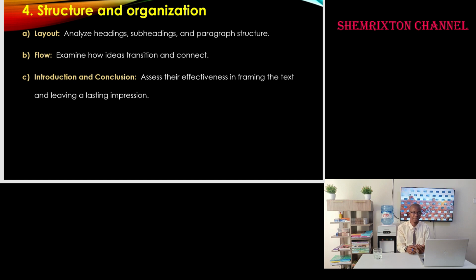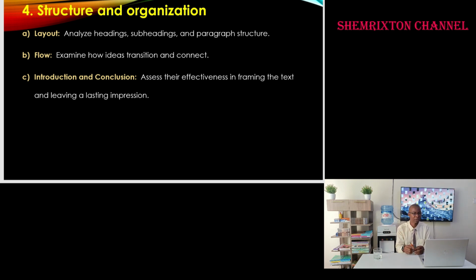So identify the layout, analyze the headings, because some text will have the headings and some will even have the subheadings. The paragraph structure, we could be having short paragraphs, we could be having long paragraphs. And remember also to include the effects of using short paragraphs and long paragraphs.